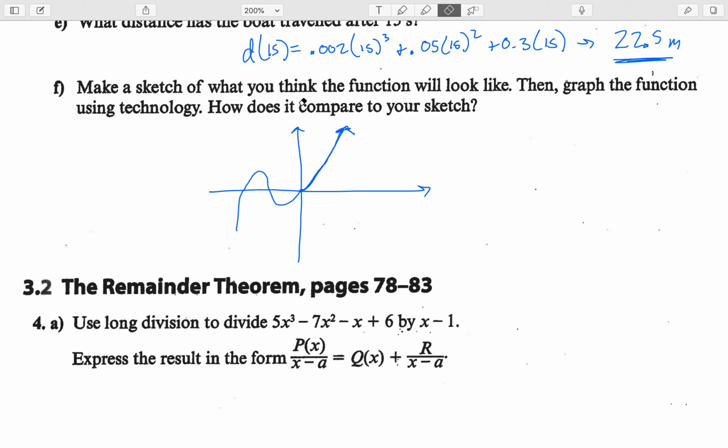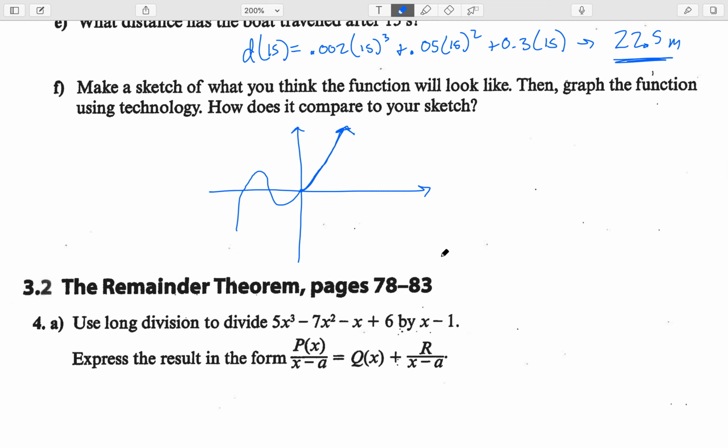Even though if you graph this thing, it looks something like this, I believe. This part of the graph should not exist. It shouldn't be here. Okay? So this part of the graph exists, and this part doesn't.